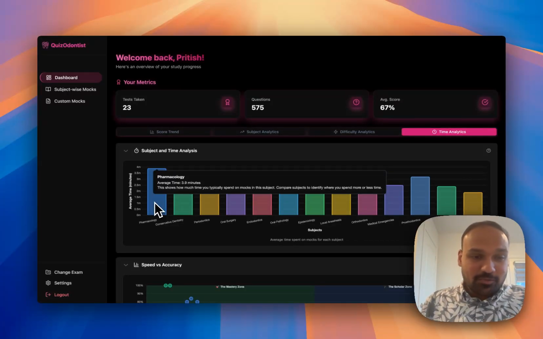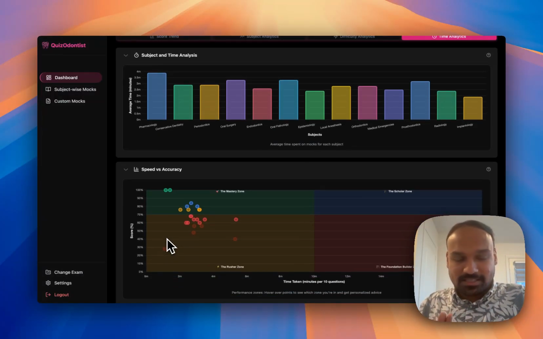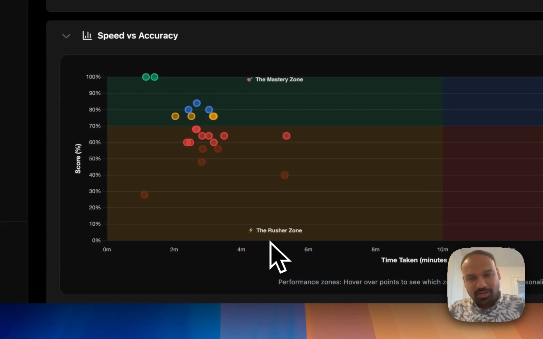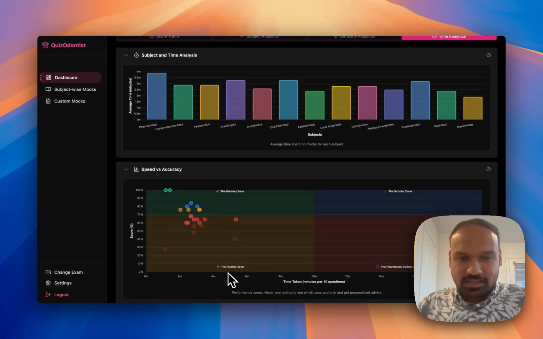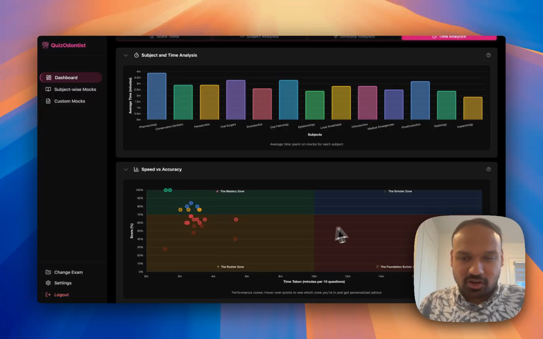Now, this is where it really gets interesting. The next graph that we are going to talk about is speed versus accuracy. This chart separates your knowledge from your test-taking skill. Each dot is a mock exam. Let me show you how to diagnose your personal test-taking style by following the natural journey of improvement.